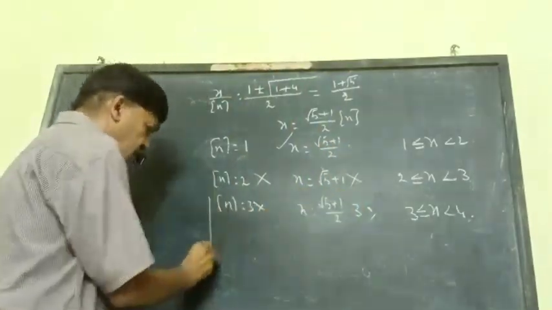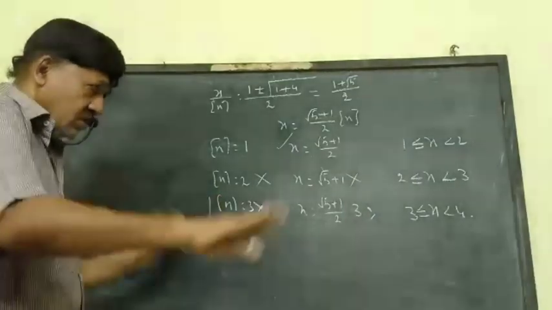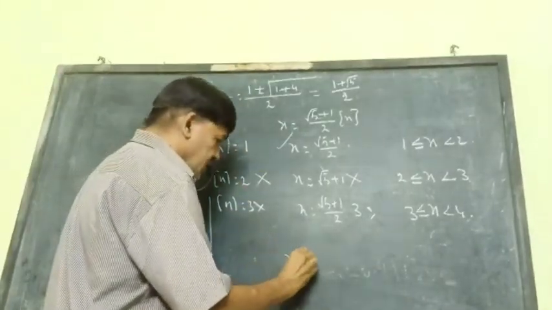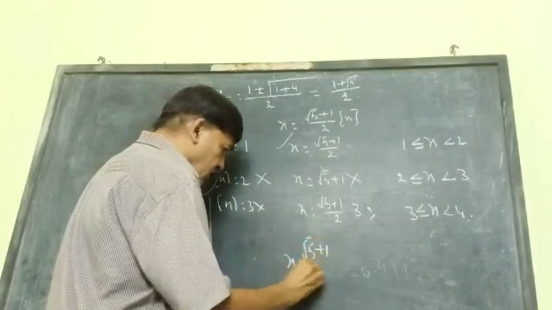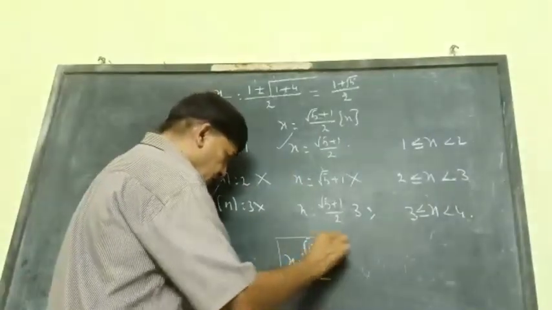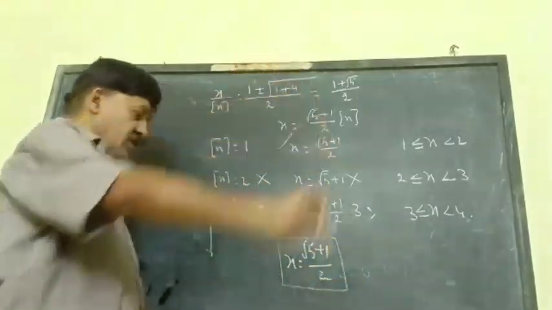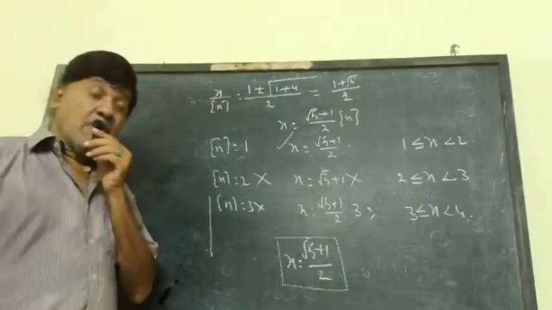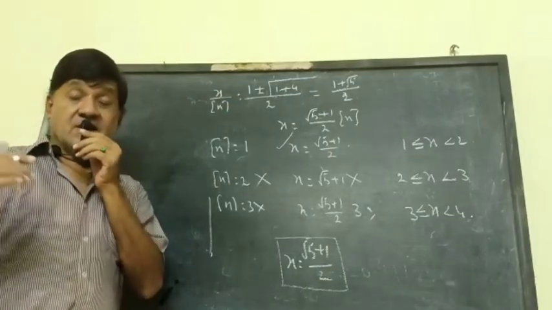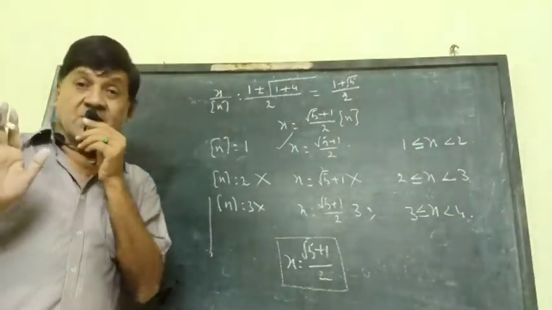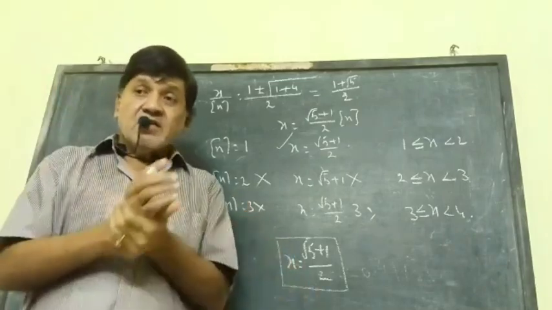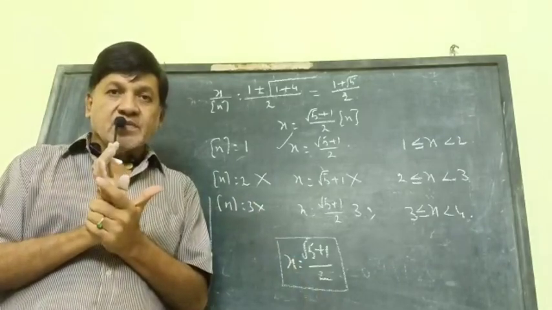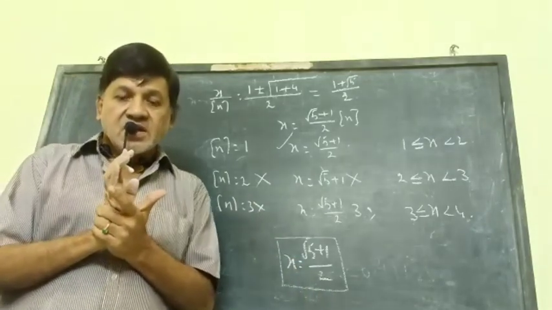So all other values, if you substitute, they are all ruled out. Finally, you will be left with what? x is equal to (root 5 plus 1) by 2. So this is the only solution. So x greater than 0, with x, step x and the fractional part of x in GP, the possible value of x is what? (Root 5 plus 1) by 2. Okay, understood? Right? Okay.